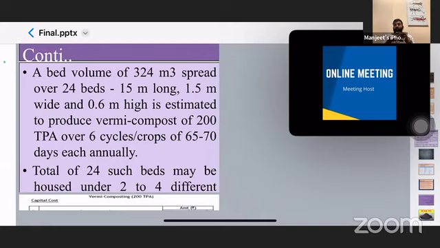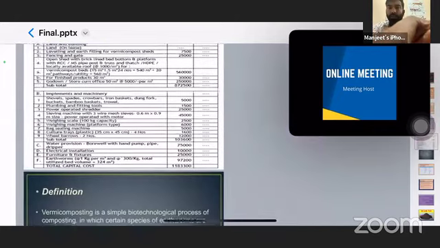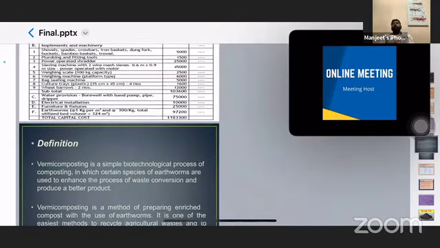The overall capital cost will be 11 lakh 83,300. Sorry, 11 lakh 83,300. So this will be required for 200 tons per annum production of vermicompost. So these are the major points we need to keep in mind for starting a vermicompost business.